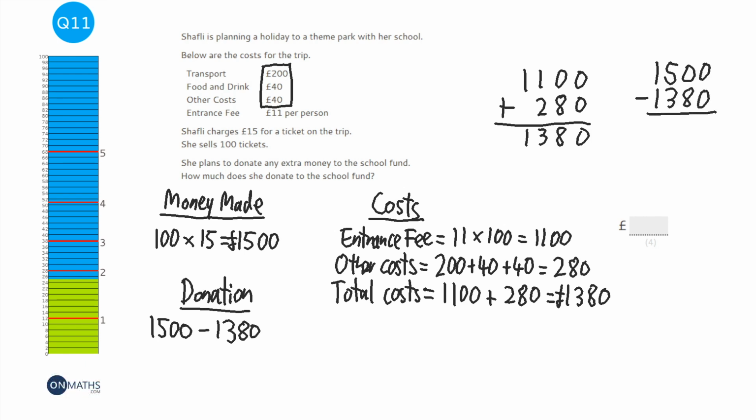So we 0 take away 0 is 0, can't do the next one, so I'm going to take 1 from the 5. So 10 take away 8 is 2, 4 take away 3 is 1, and then 1 take away 1 is 0. So that's going to be £120. So with this question, just make sure you're writing down what you're working out, and so the examiner can easily give you the marks.